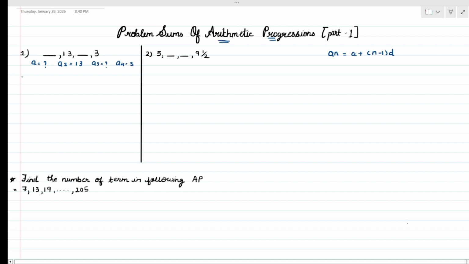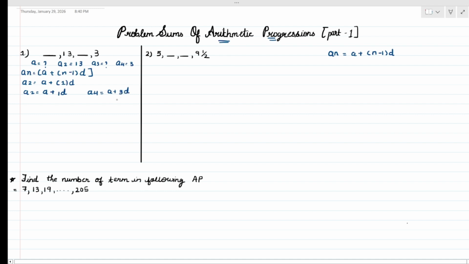First of all, for A2, the formula for an is a plus n minus 1 d. For this case, my n becomes 2. So my formula for A2 is A2 equals a plus 2 minus 1, which becomes 1d. For the short form, always write the number smaller than the given number. So my equation for A2 becomes A2 equals a plus 1d. In the same way, A4 equals a plus 3d.